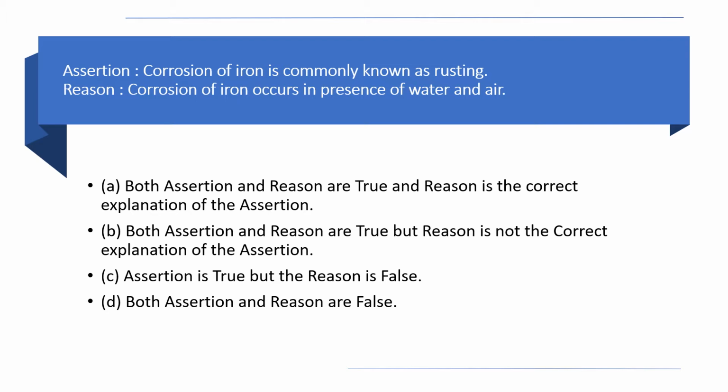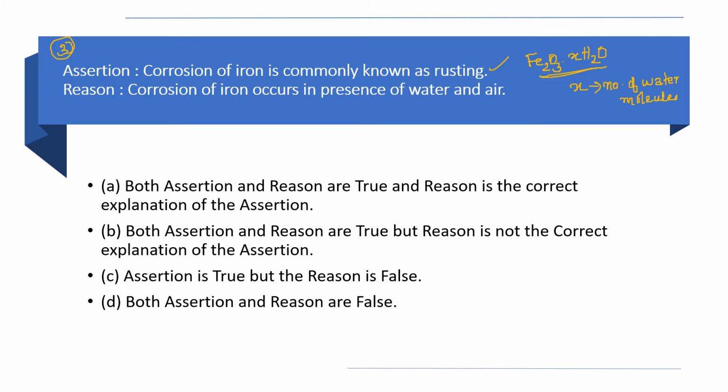Corrosion of iron is commonly known as rusting. You all know that. What is rust actually? Fe2O3 dot XH2O. That is the common name of rust. This X represents the number of water molecules, X water molecules.